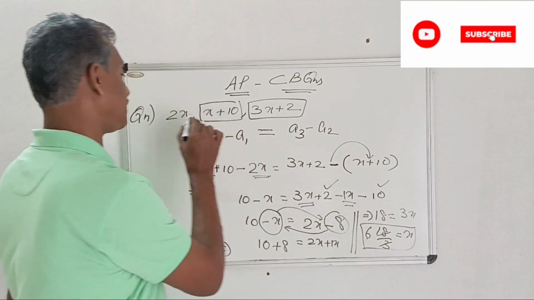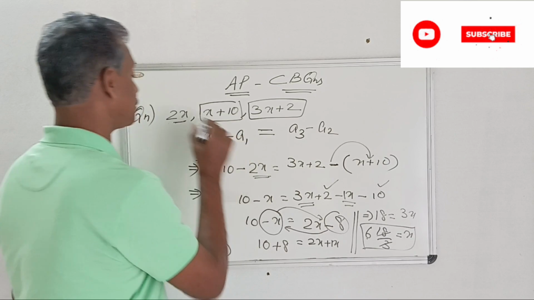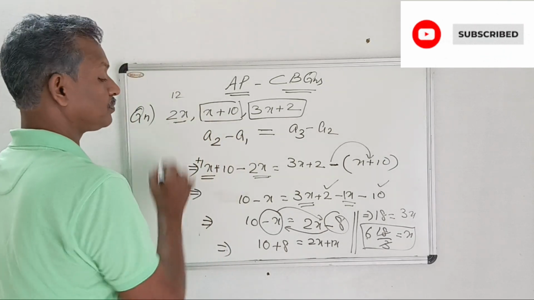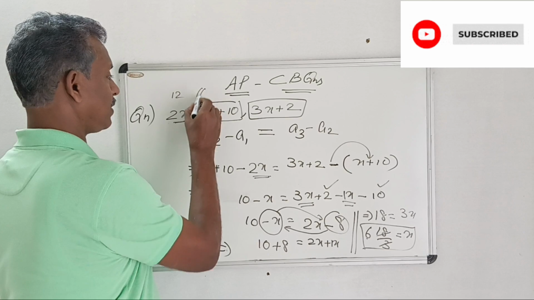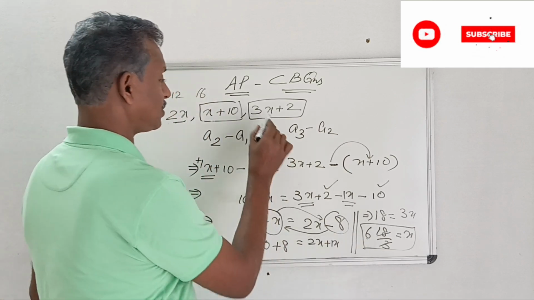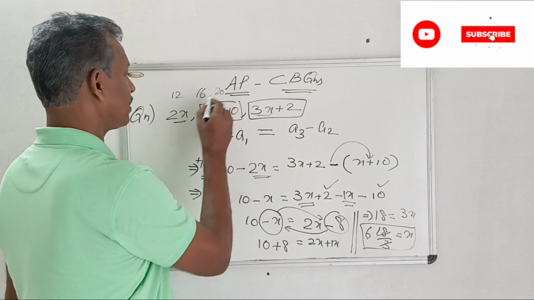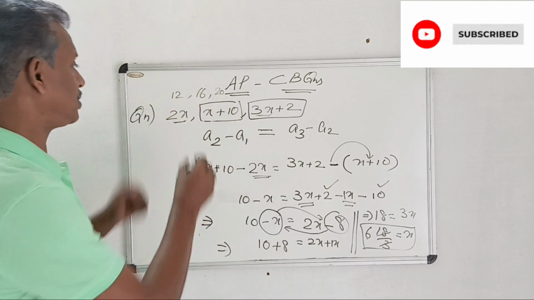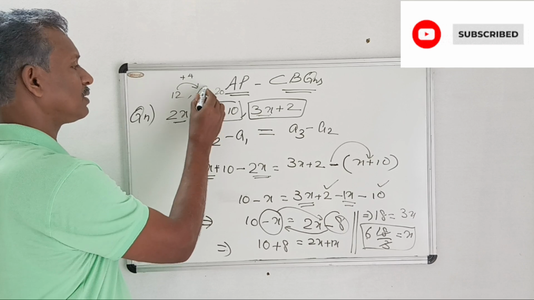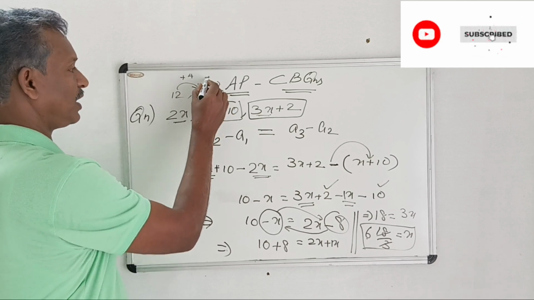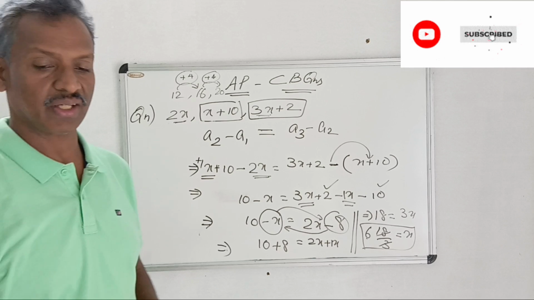You can verify whether your answer is right or wrong. You put x here, 2 into 6 because the x value is 6, 2 into 6 it is 12. And 6 plus 10 it is 16. And you put 6 here, 3 into 6 it is 18 plus 2 it is 20. Are they in an AP? How much is it increasing here? 12 to 16, 4 is increased, 16 to 20, again 4, the same common difference. So this is an AP, we can verify this.